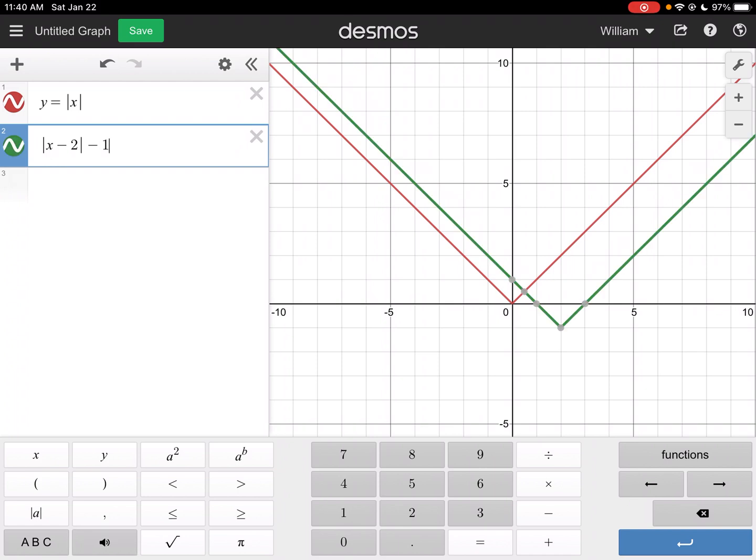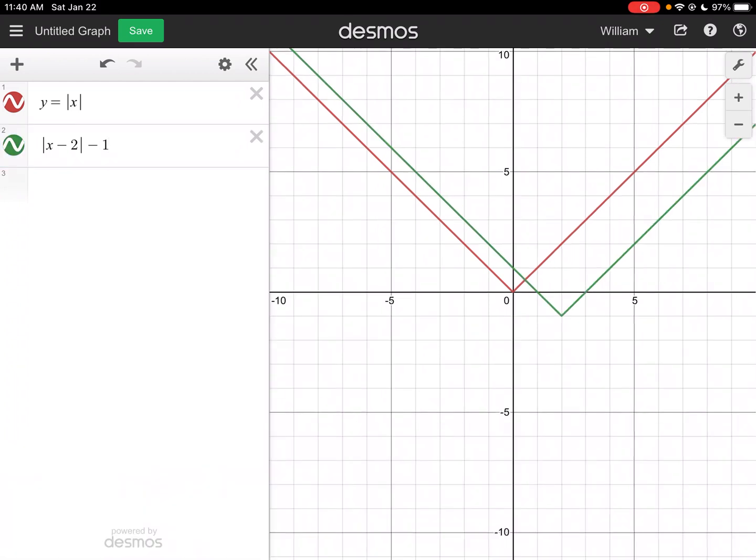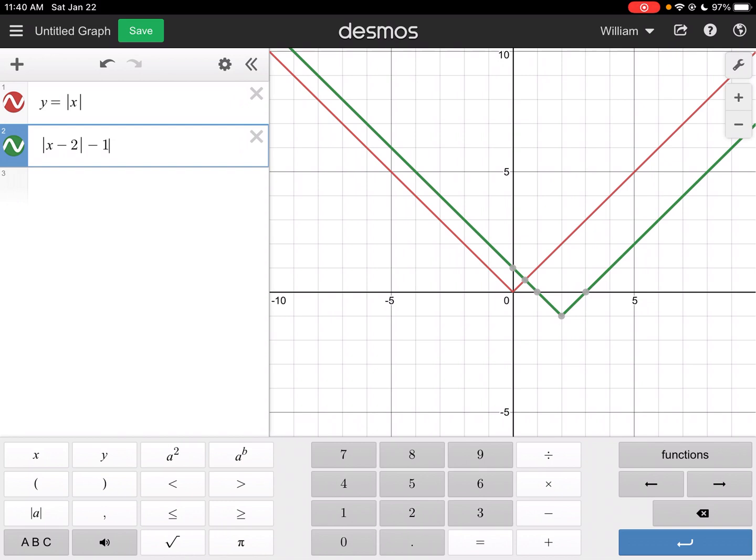Notice the nice thing with Desmos, they're really nice to you in that they don't make you type in y equals or f of x. They just assume that's what it is when you're looking at it.